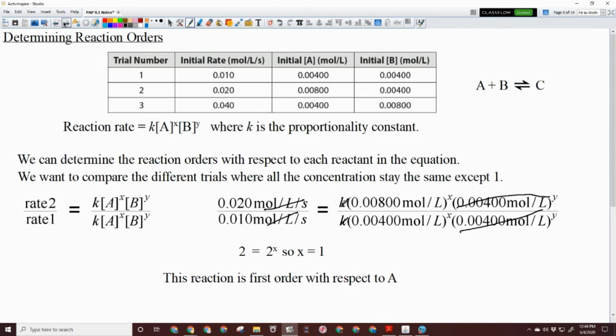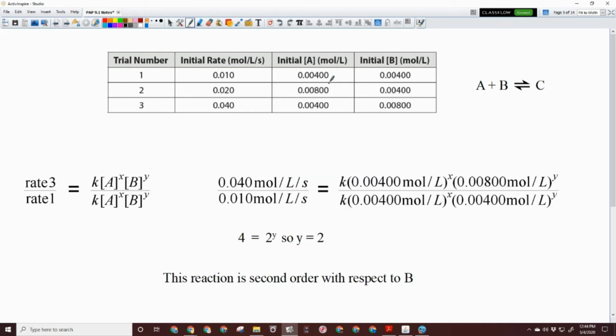All right, so we're going to do the same thing now, only we're going to hold A the same and change B. So A right here is 0.0040, and in trial 3, A remains the same, while now we're changing the concentration of B. So it's going to be rate 3 over rate 1 is equal to the reaction rate law for 3 over 1.